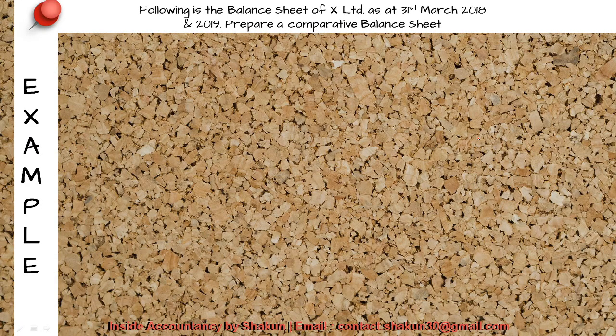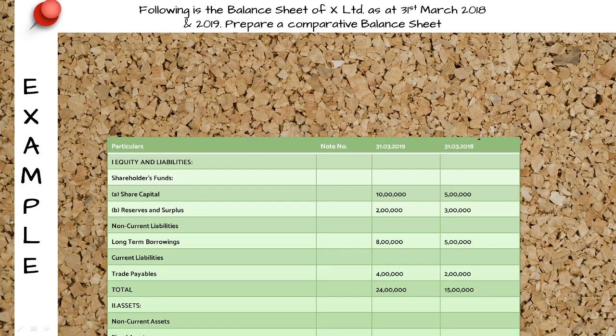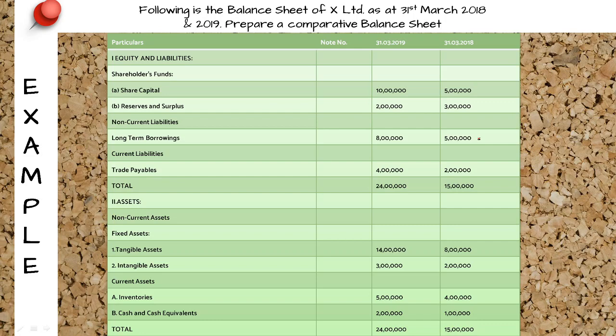So following is the balance sheet of X Limited as at 31st March 2018 and 2019. Prepare a comparative balance sheet. So we are given in the question a balance sheet format. If you can see, the format of the balance sheet is already given. Then we are also given the previous year balances. Please note, this is the previous year balance and this is the current year balance.